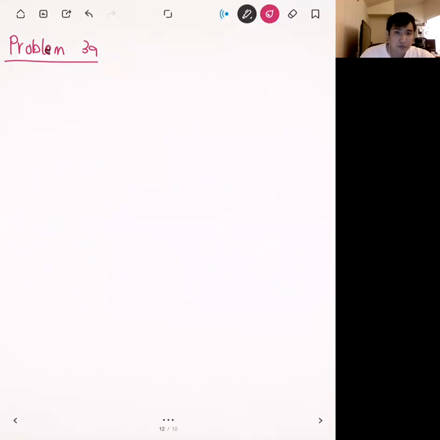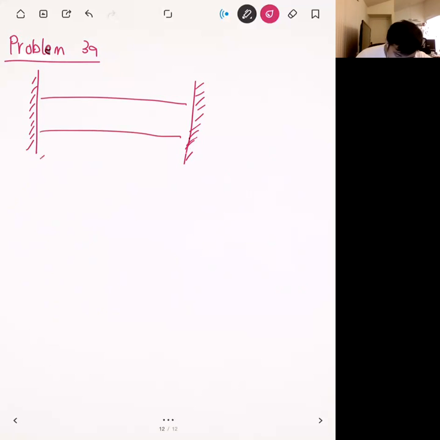Problem 2A, let's draw the geometry for it. 2A was a heat transfer problem, and we had a bar that looks like this. The length of the bar was L. The left side was a Dirichlet boundary condition, which we call T0, and the right side was also a Dirichlet boundary condition, which we call TL. We had no thermal generation.